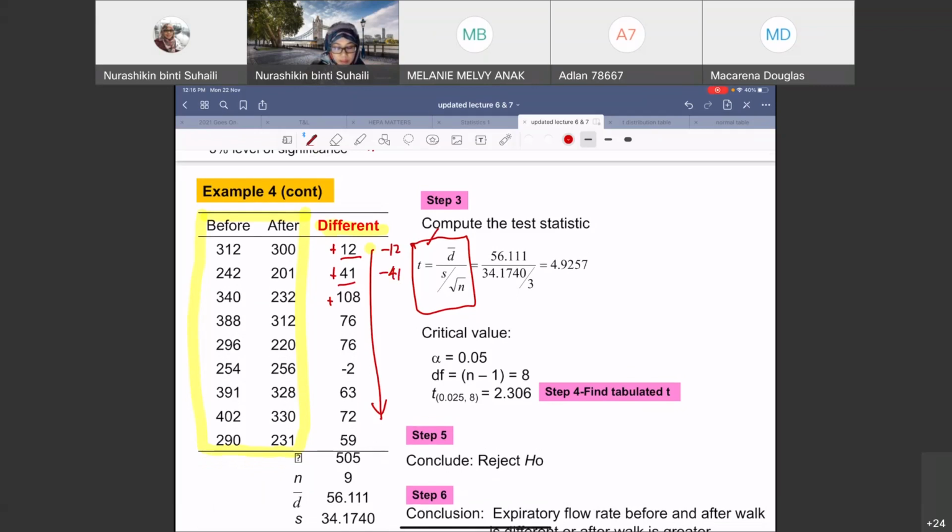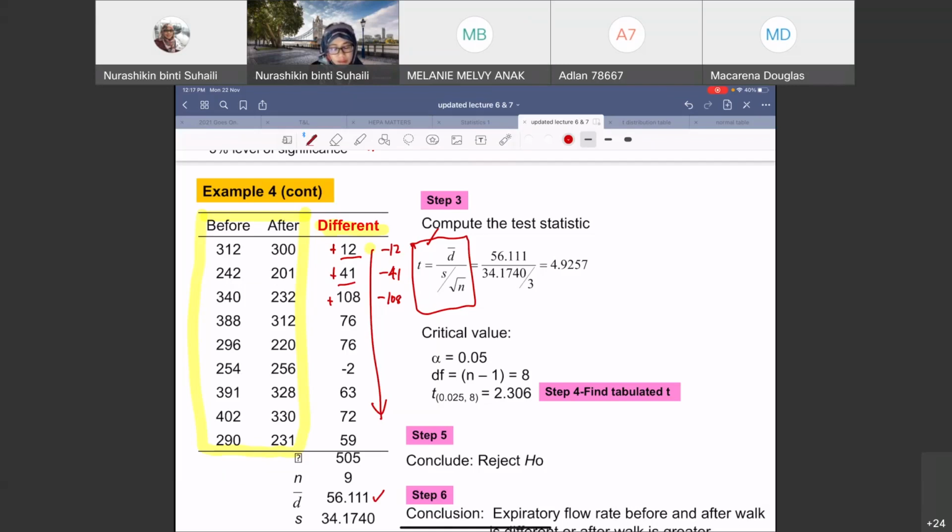Minus 41, like after minus before, minus 108. But at the end, tak ada beza dekat sini actually. Okay, so the key thing here, you have to stick to only one form. Mana-mana boleh actually. Sebab at the end, you will see later how it differs. Dia sebenarnya tak kisah, tapi you kena stick to one.